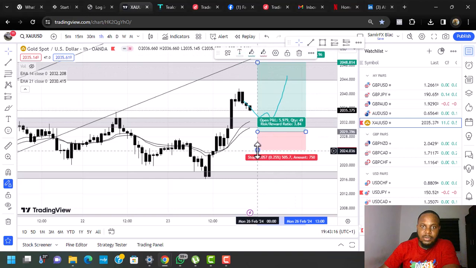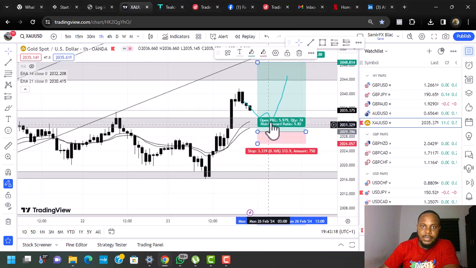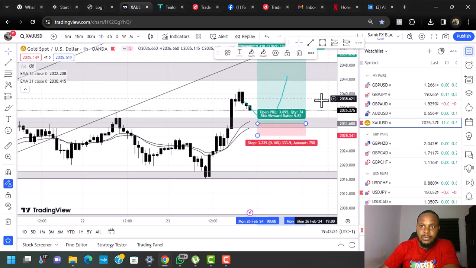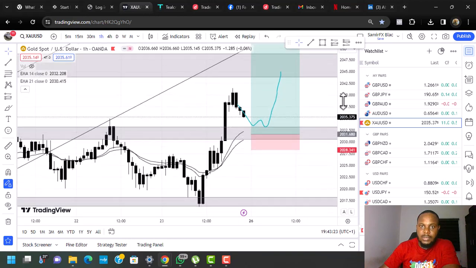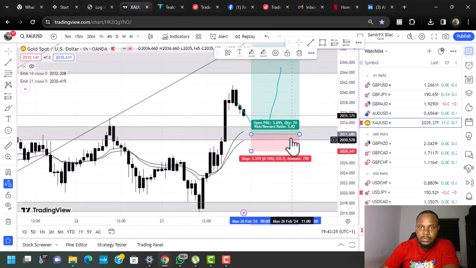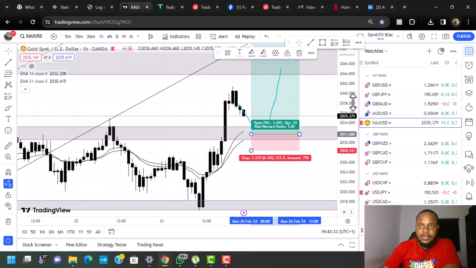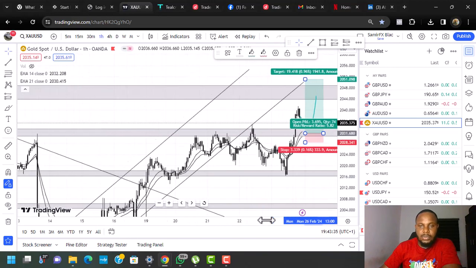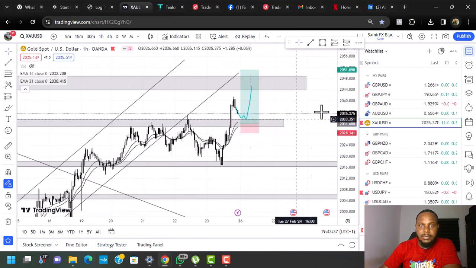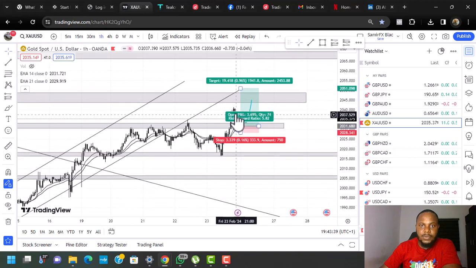But overall, I would like to take a very quick buy for gold, giving us a risk to reward ratio of 5 to 8.2. So that's what I think might happen for gold, but I'll wait for a liquidity grab in here and then a fake out. I want to fake these people out first before going up.